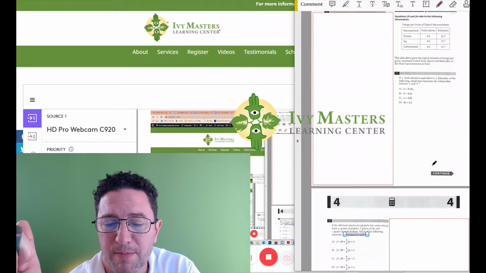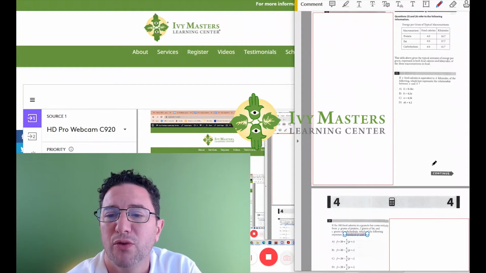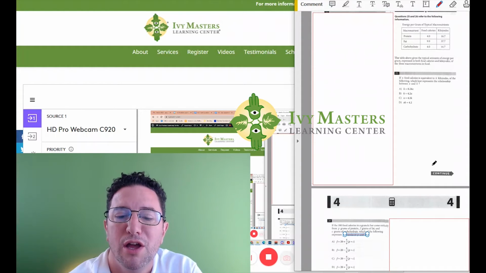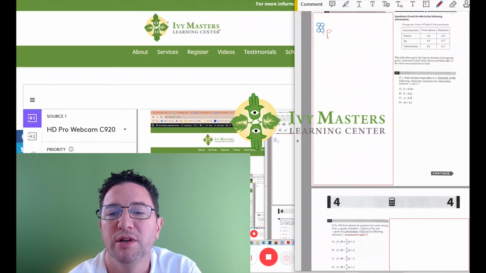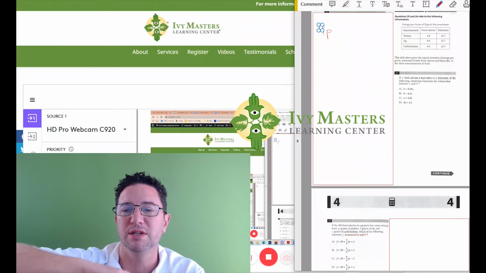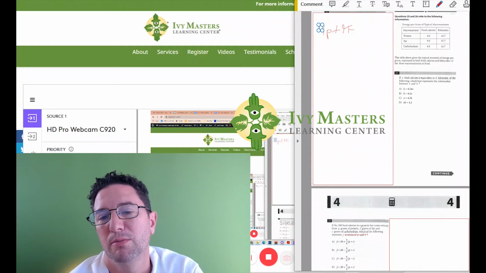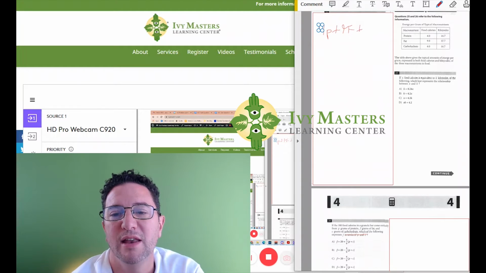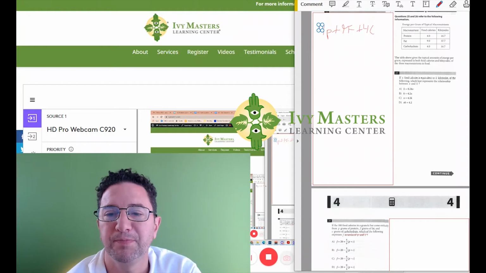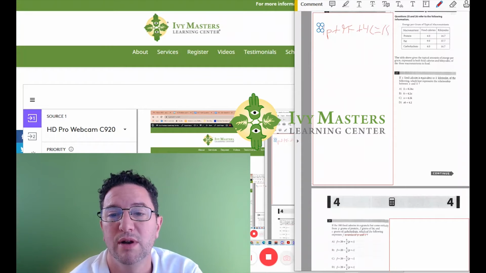So, what do we need? Well, we know that there are 4 calories in each gram of protein, so 4 times P is going to be your total calories of protein. Now we have to add that to 9F, because there are 9 calories per gram for fat. And we add that to 4C, because there are 4 calories for each gram of carbohydrates. And that is going to equal 180.